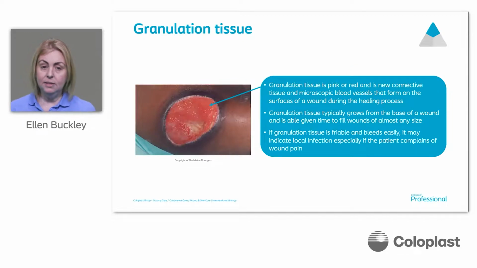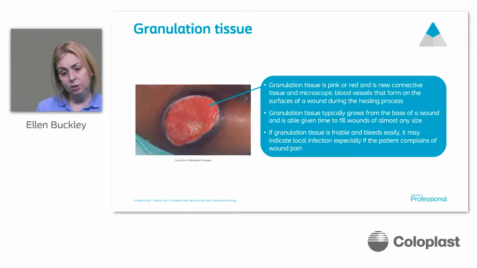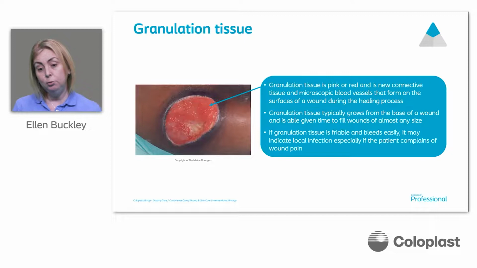Granulation tissue. This image here you can see is a lovely clinical image of healthy granulation tissue. It should be pink or red, and it's made up of new connective tissue and new blood vessels that will form on the surface of the wound during that healing process. Granulation tissue will fill in the wound from the base of the wound, and it will fill wounds of any size, but obviously the bigger dimension the wound is, the longer that process might take.